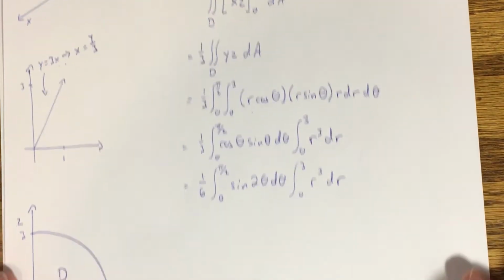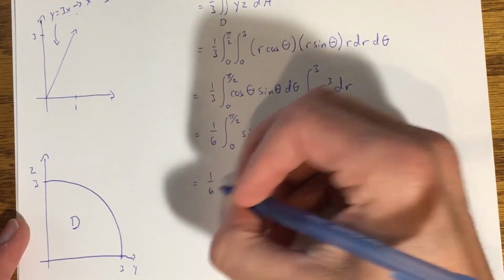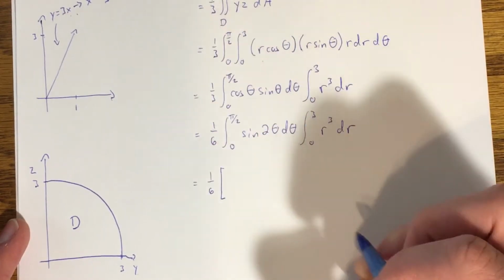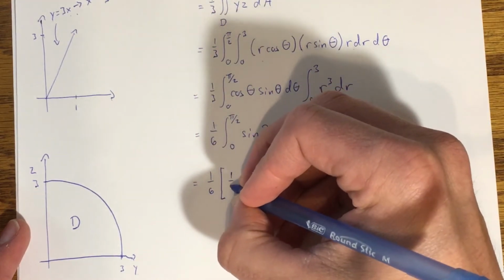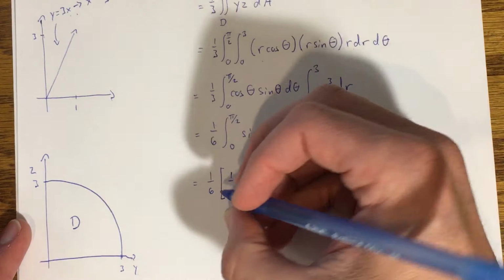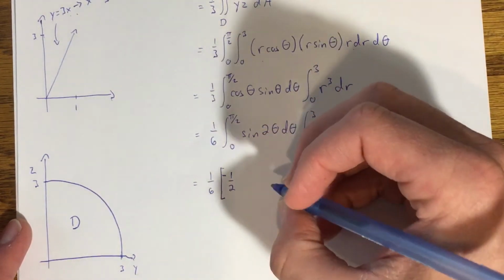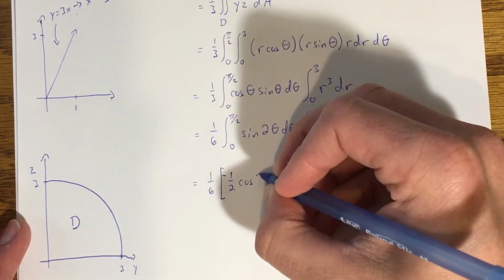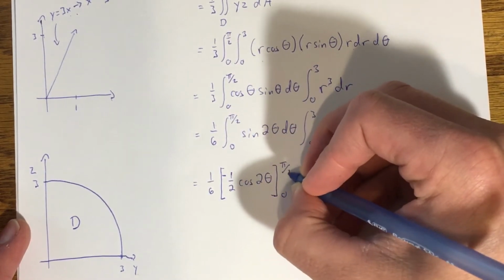Now let's evaluate all of this. So this is going to leave me with 1/6 times the integral here is going to become -1/2. So I'll put the negative in right there. -1/2 cosine of 2 theta from 0 to pi over 2.